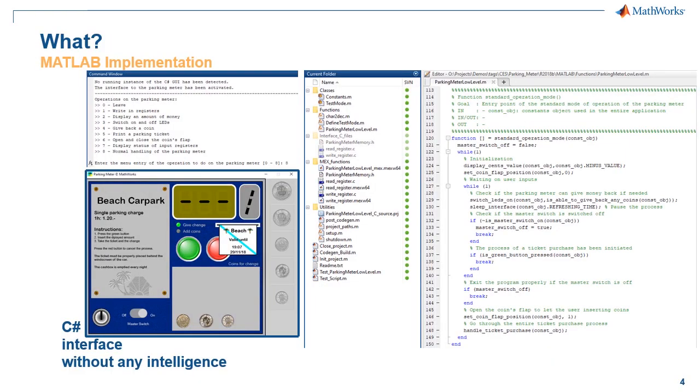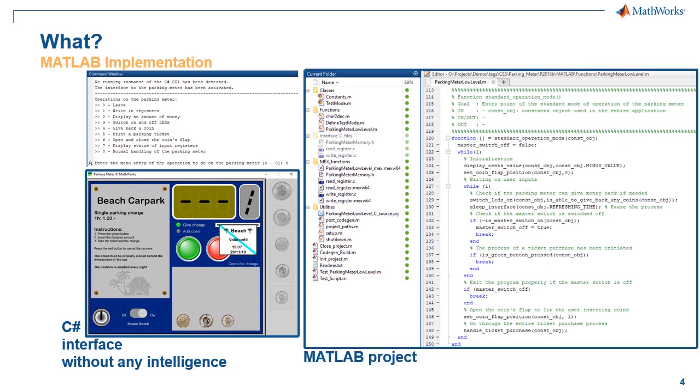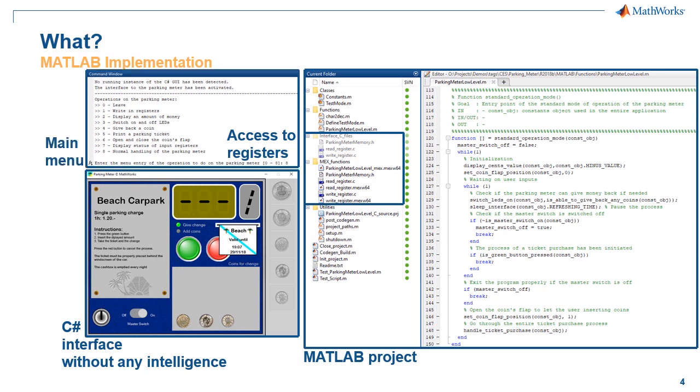Now, what has been done in MATLAB to get this working? As you can see here on the right-hand side, we have several files that belong to the project in MATLAB, and there are also, especially in the middle, specific C files that are there to set up the interface with the registers that are part of the C# interface. Here we have specific C functions in order to read data as well as to write data to the register. In the upper left corner, you can also see a main menu that is there to do specific unit testing on the peripherals of this C# interface.